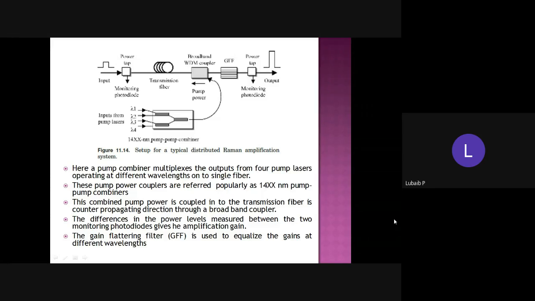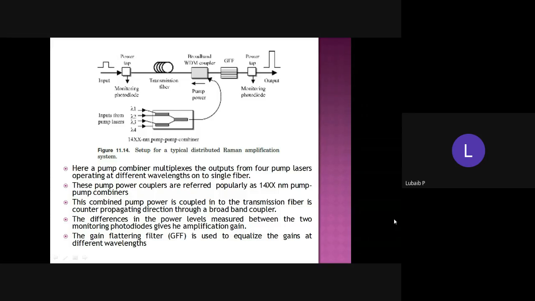The gain flattening filter, that is GFF, is used to equalize the gain at the different wavelengths. That's why in this Raman amplification system we get an amplified output. As you can see in the figure, you apply a small amplitude input, and in the output we see the amplified output after the GFF, which equalizes the gain of the different wavelengths. So the important thing is that the pump combiner is very important in this arrangement of Raman amplification.